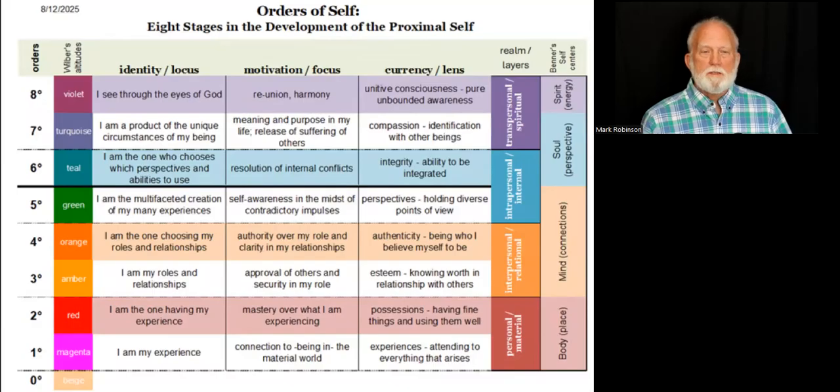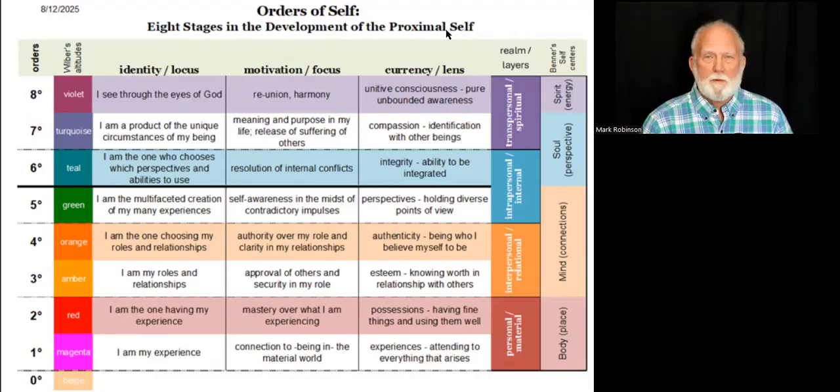Okay, so here we are in Zoom, and on the screen you can see the whole graphic of the map, and this is the graphic of the 8 stages in the development of the proximal self, which is the most commonly used, for my purposes, version of the map. It's something that I use as a psychotherapist in helping people see where you are and what challenges you're facing, and why this is happening, and why it is absolutely understandable that you're grappling with what you're grappling with.